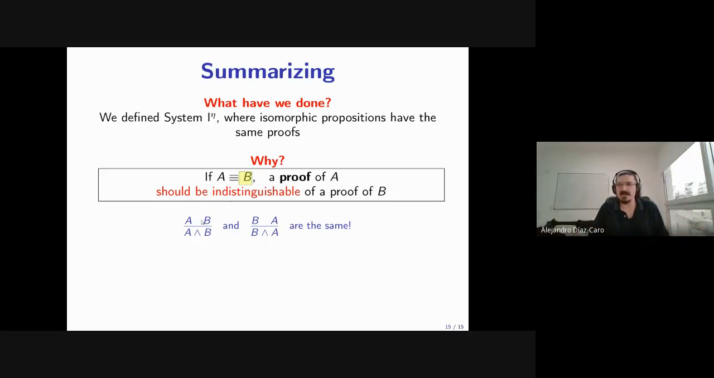So what we are saying is that from A and B, you prove A and B is exactly the same as from B and A, you construct B and A, okay? So these two are exactly the same. That is the whole idea.